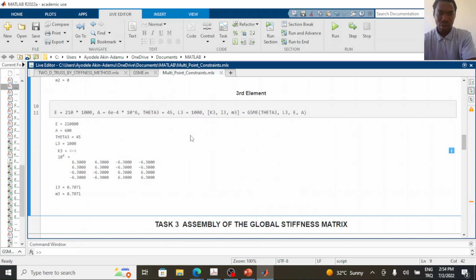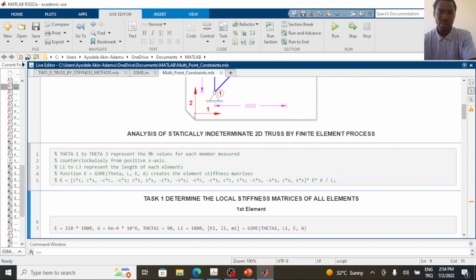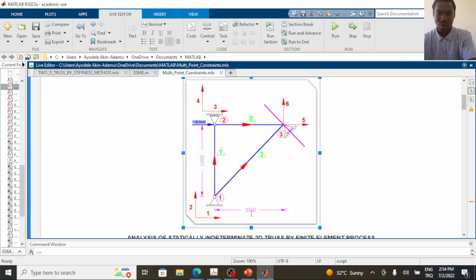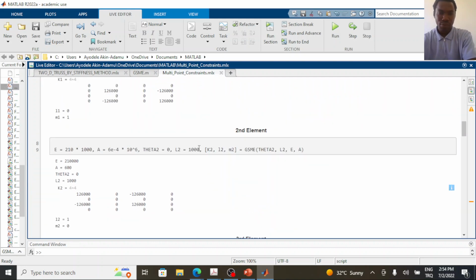So defining theta two as 0 degrees, L2 is also 1 meter, 1000 mm. You see that in the question, the distance between node two and node three for element two is 1 meter. We see that here, 1 meter. So once you input theta two, L two, E and A in this function, the local stiffness matrix for element two is also computed, defined as K2. L2 and M2 are the cosine and sine angle for element two.